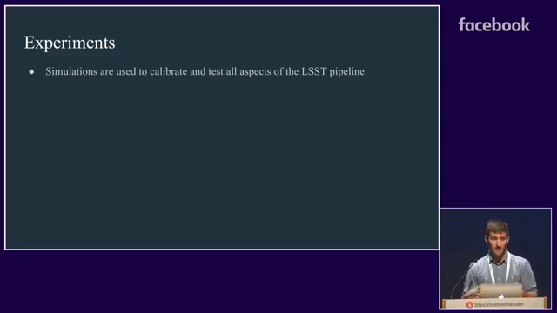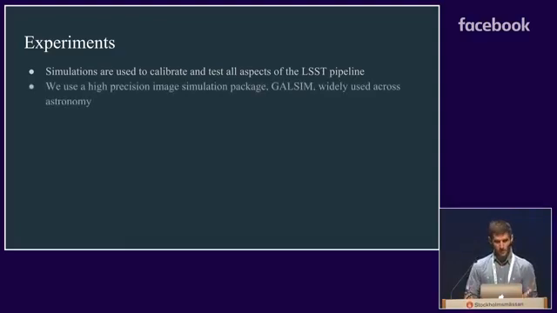Okay, so how did we experiment? As LSST is approaching, simulations are being done by a wide variety of groups in order to simulate every single aspect of the LSST pipeline. Basically, we have to simulate everything we expect to see and put it through the system, make sure everything looks good before we can turn the telescope on. And so we are making simulations using a high-precision image simulation package called GalSim, which is widely used across astronomy.